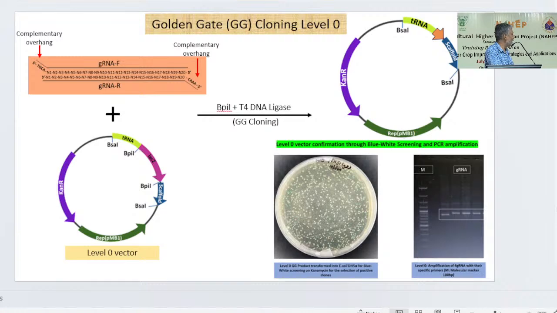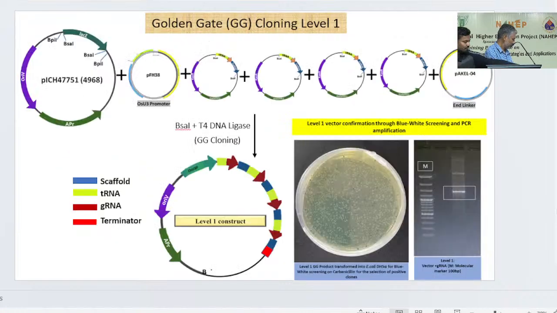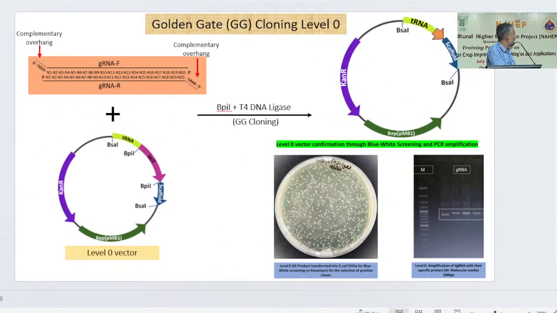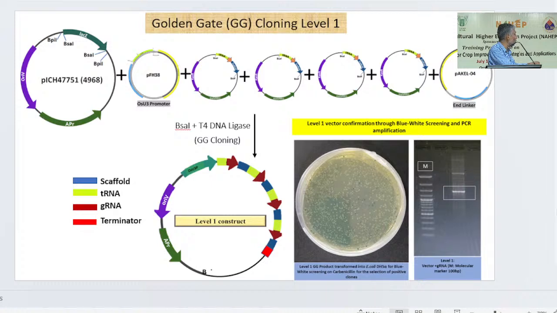After each level 0, we connect all the level 0 vectors along with one of the promoter as well as one of the linkers at the end, and then we make this, all 4 guide RNAs. We have actually up to 6 guide RNAs, and they are successfully done there. And after that, when we amplify by PCR, there is a little problem.